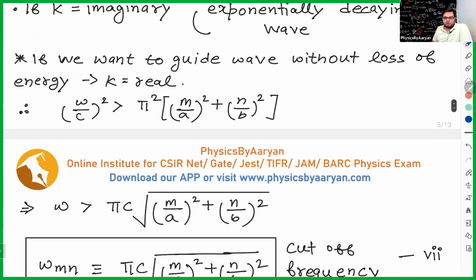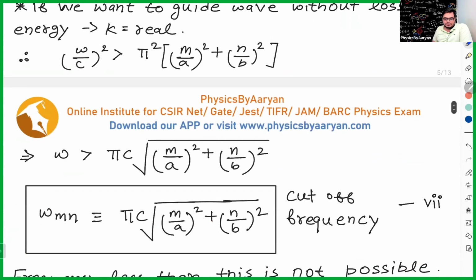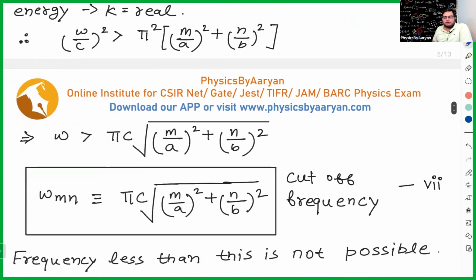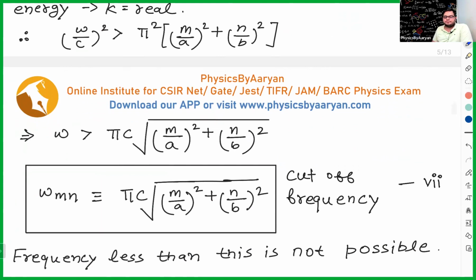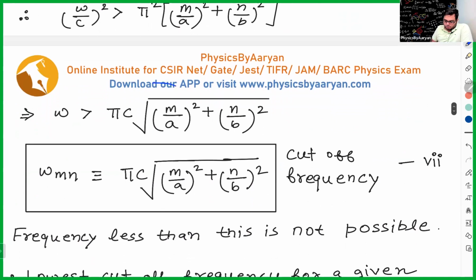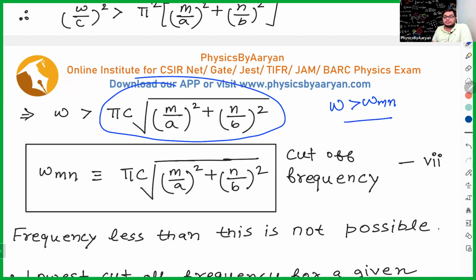By multiplying c square on the other side, yes, I'm talking about the dispersion relation. If I take my c square on the other side and take the under root, I get my omega to be greater than pi c times the under root of m by a square plus n by b square. This thing is known as omega mn. So my omega should be greater than omega mn. Otherwise, my wave will not oscillate, and it will exponentially decay.